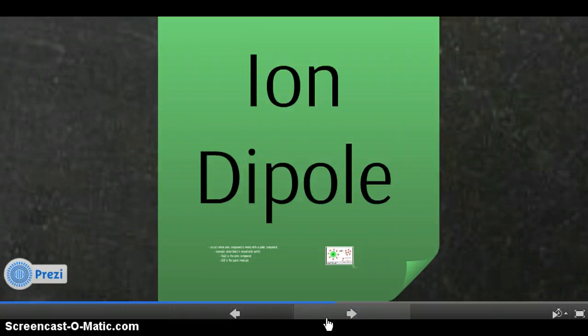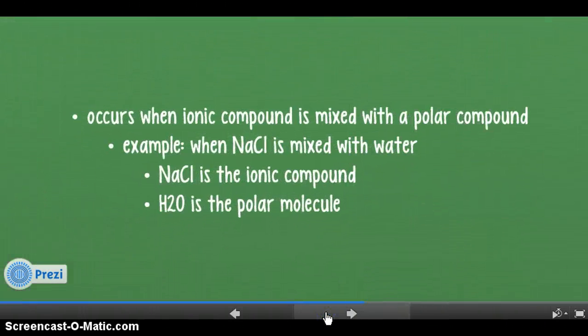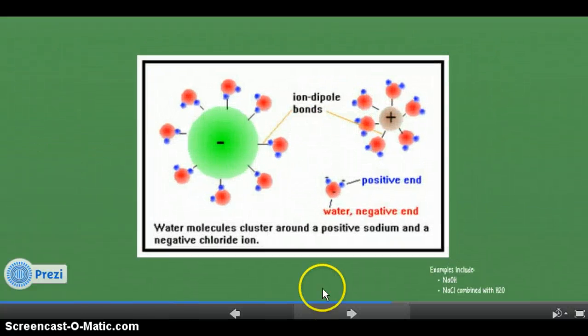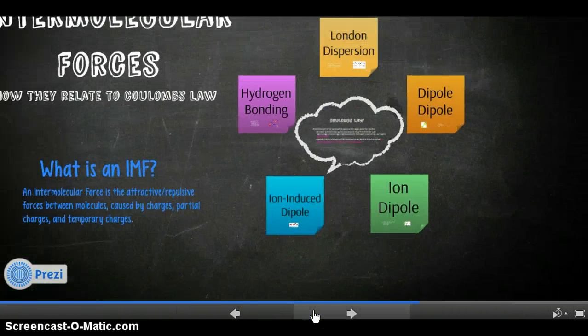And next we have ion dipole, which is our strongest IMF. This occurs when an ionic compound is mixed with a polar compound. And the best example would be table salt, NaCl, mixed with water. NaCl is our ionic compound, obviously, and H2O is our polar molecule. And this is a diagram showing the ion-dipole bonds between the humongous negative cloud connected to all the little positives with the water over here.